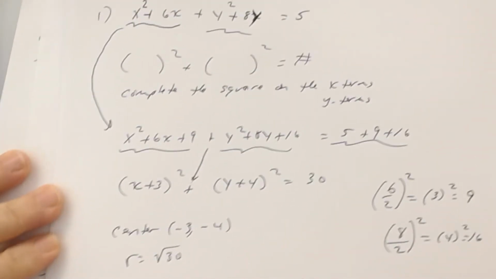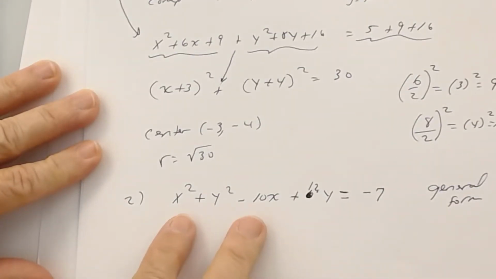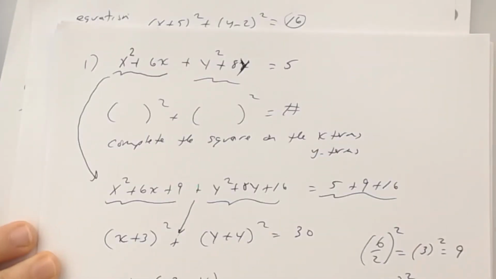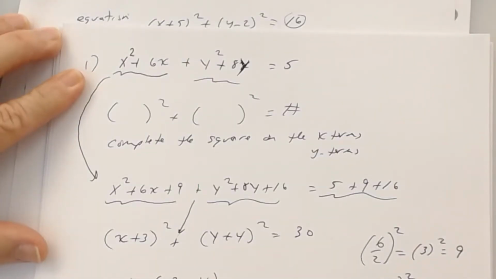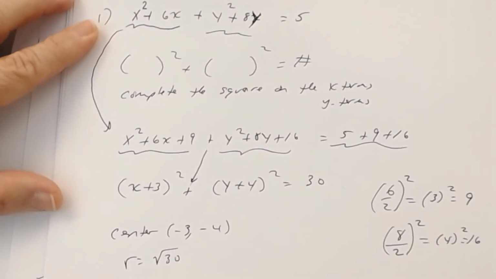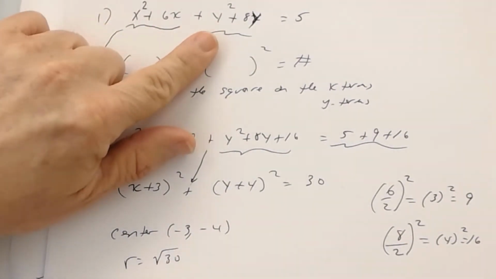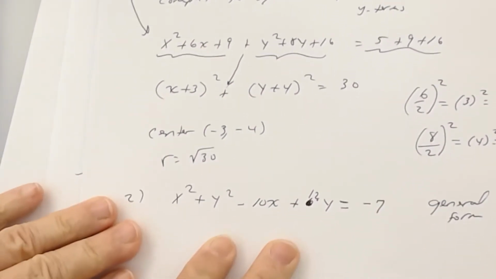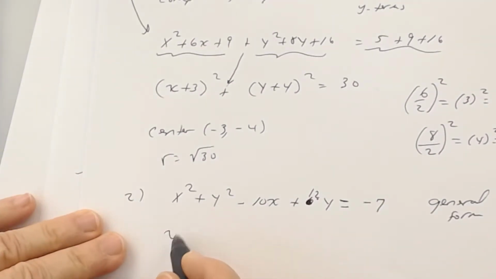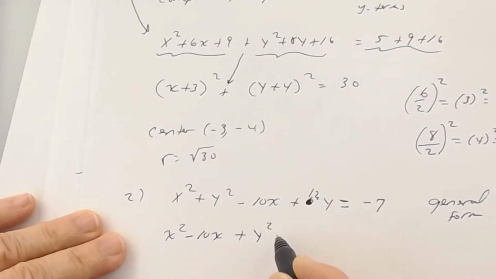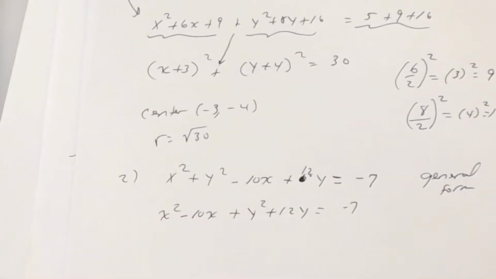Before we complete the squares, what's the difference between the way I wrote number 2 and the way I wrote number 1? Yeah, in number 1, the x's are already together, and the y's are already together. Here they're not, so you've got to put them together. So first of all, write this as x squared minus 10x, and then plus y squared plus 12y equal negative 7.